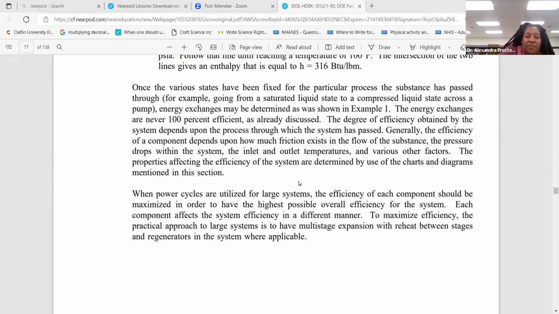And the properties affecting the efficiency of the system are determined by use of the charts and diagrams mentioned. So when power cycles are utilized for like large systems, the efficiency of each component should be maximized in order to have the highest efficiency for that particular system. So each component affects the system efficiency in a different manner. And so to maximize the efficiency, the practical approach to large systems is to have multi-stage expansion with reheat between stages and regenerators in the system where it's applicable.